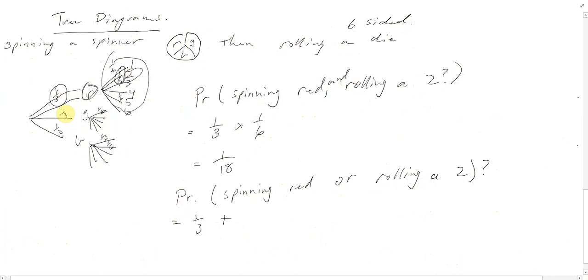So there's this one, if you get a green and then a 2, that's a third times a sixth for the 2. So third times a sixth. And add on also the possibility that you spin blue and roll a 2. So that's a third times a sixth again. So what have we got? We've got a third plus an 18th plus another 18th.